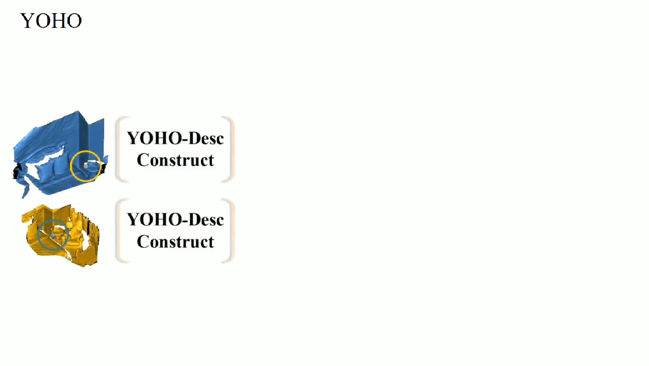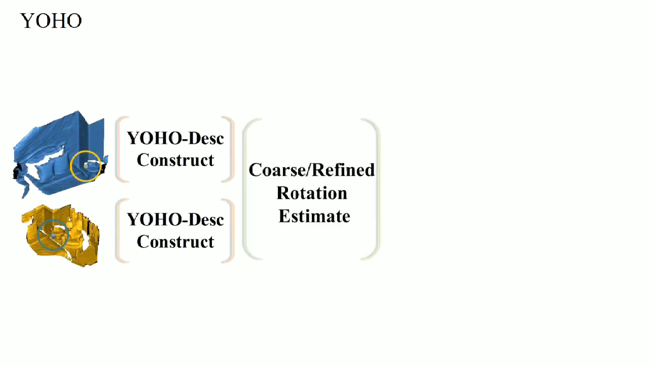The final pipeline of YOHO is shown below. Given two partial point clouds to be aligned, the YOHO descriptor is constructed on the point clouds sparsely and is matched to build correspondences. On every correspondence, a coarse rotation and a refined rotation are estimated, which are further utilized by modified RANSAC algorithms to find correct transformations.